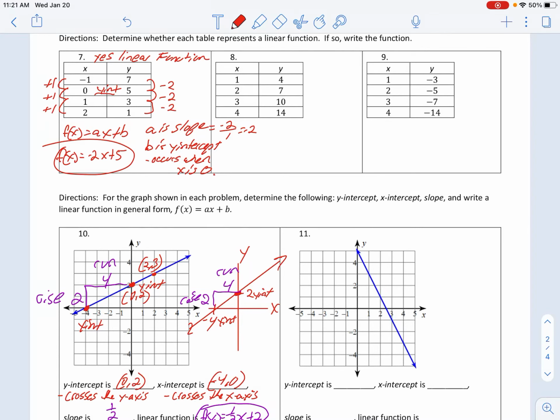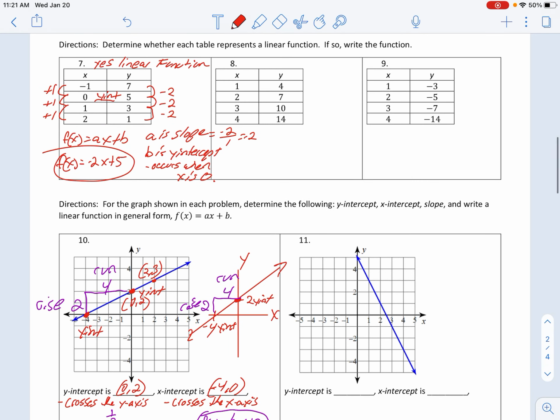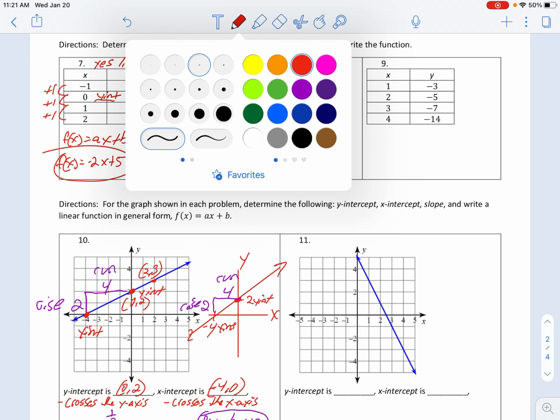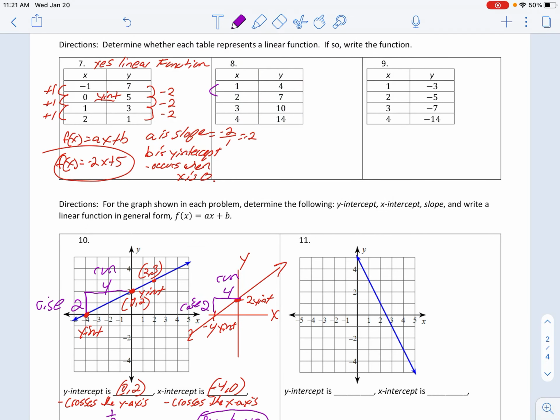Okay, questions 8 and 9. On question 8 here, again, to determine if it's a linear function or not, we need to see if we're consistently moving on the x's and y's from one value to the next. So as I can see here on the x's for number 8, 1 to 2, 2 to 3, 3 to 4, it's increasing by 1 each time. So far, so good. Now we need to make sure on the y's we're doing the same thing.